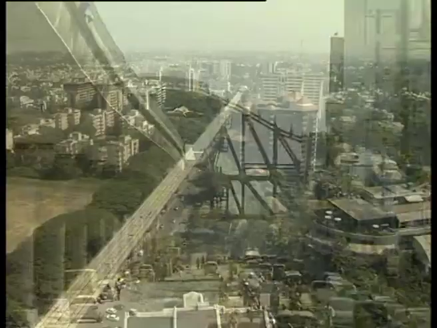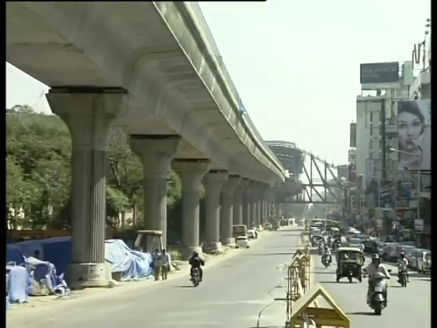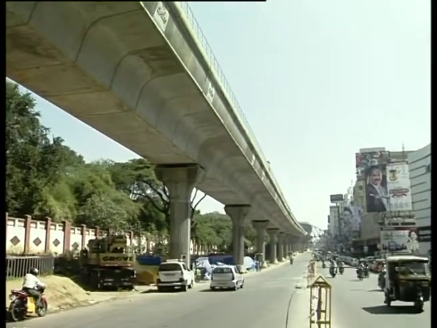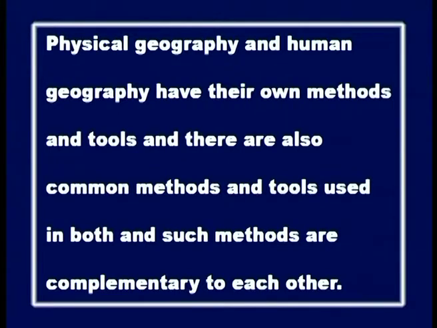In the physical-human dichotomy, also we have a bridge. The two are integrated, and the two span physical as well as social sciences. Physical geography and human geography have their own methods and tools, and there are also common methods used in both. And such methods are complementary to each other.